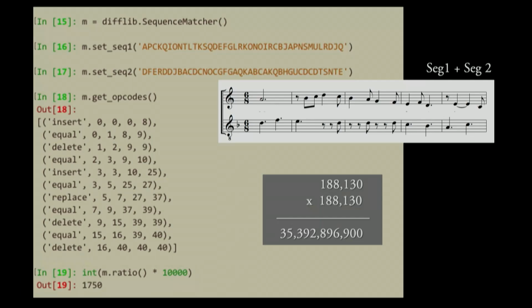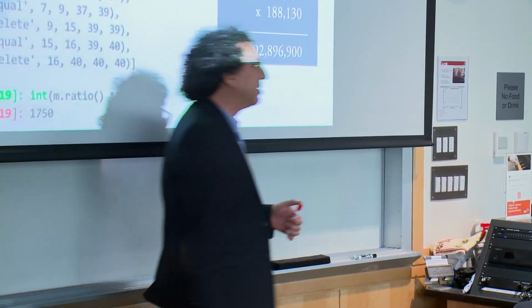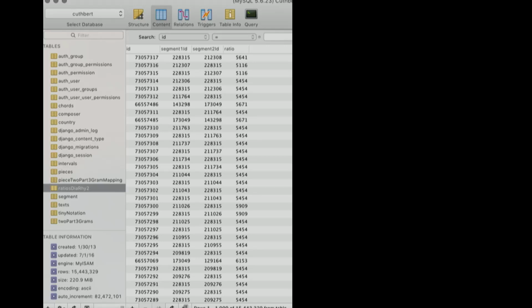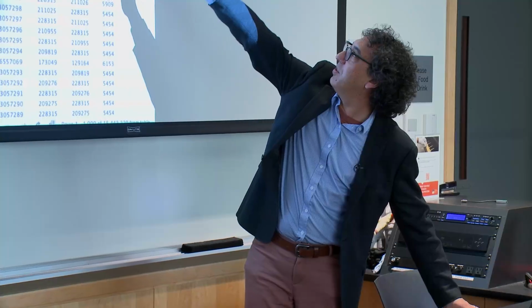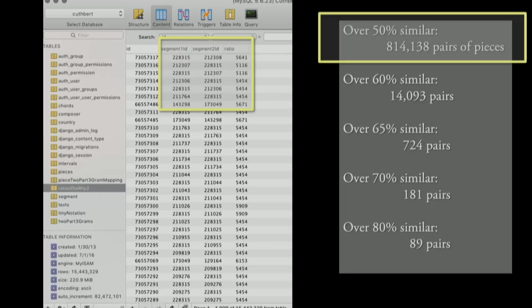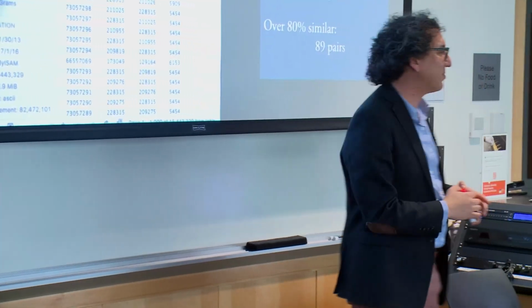But that's OK, because we do it 188,000 by 188,000 times, or 35 billion, divide by 2. Since it's symmetrical, 18 billion, right? Yeah, but then I went through and stored every single time there was something that was more than 50% similar. So there's two IDs and the ratio of how similar they are. And over 50% similar ended up with 814,000 things. I'm never going to look at those. That's just way too many.